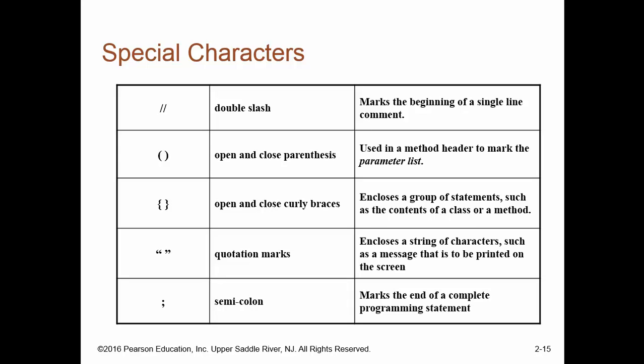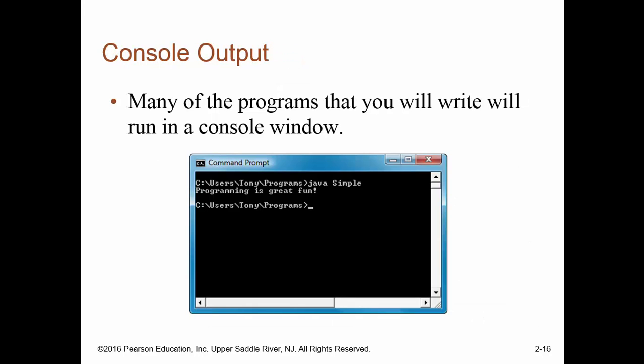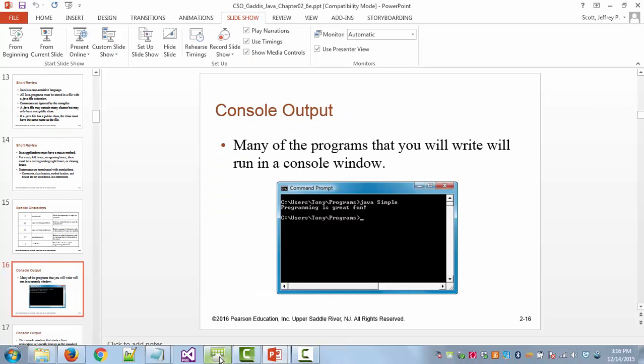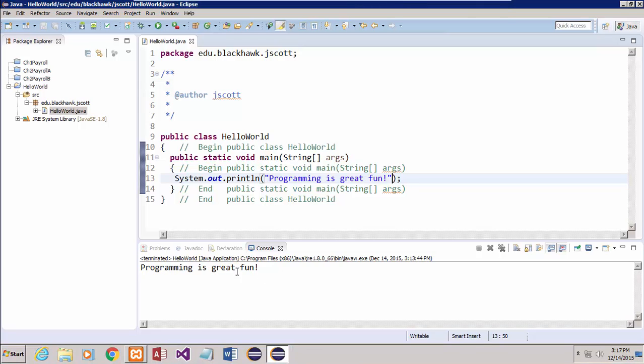So here were the characters that you saw inside of that program. The // which was our comment. The parentheses, which held our parameter list for main. The curly braces, which enclose a group of statements, quotation marks, which you use for strings, and semicolon for the end of a programming statement. Don't worry about the console. What they show here for the console window, in our case, is basically what we're writing down here. This is our console. In fact, you can see it's called console.